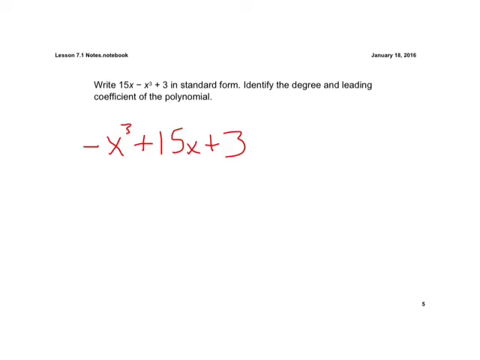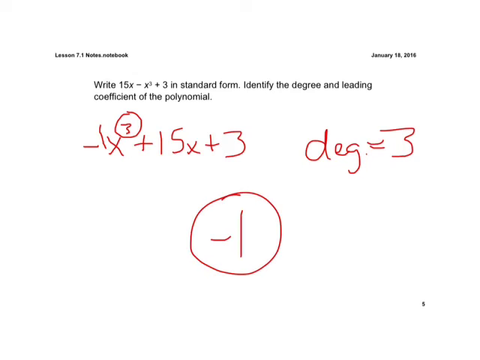Now it says identify the degree. Remember, the degree of a polynomial is a little different than a monomial. We just look for the highest exponent. We see our highest exponent here is a third, so our degree is going to be 3. And the leading coefficient is the number out front of our greatest exponent. In standard form we see a negative 1, so our leading coefficient is going to be negative 1. So we have 3 things there. We wrote it in standard form, found the degree, which is the highest exponent, and the leading coefficient is the number out front of our degree.